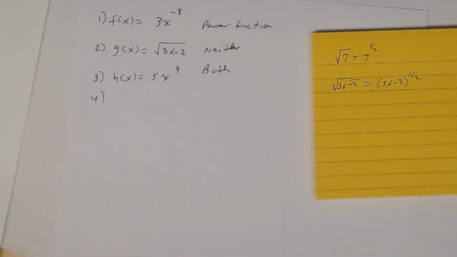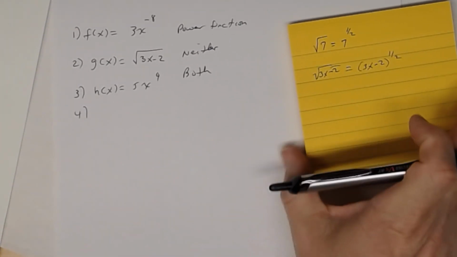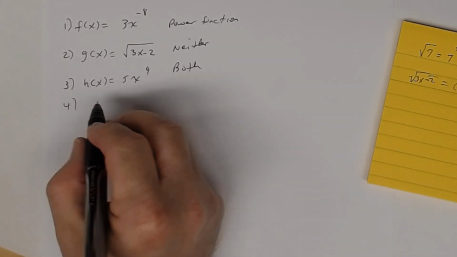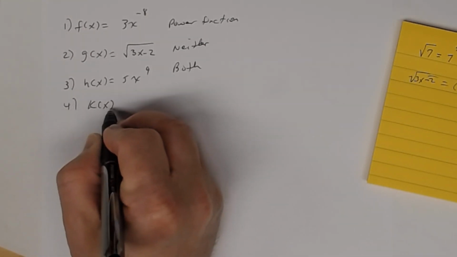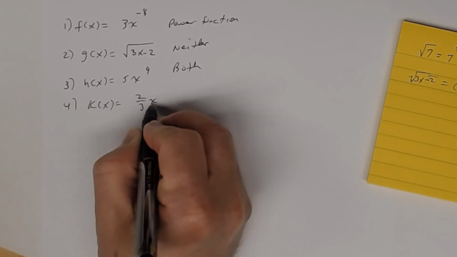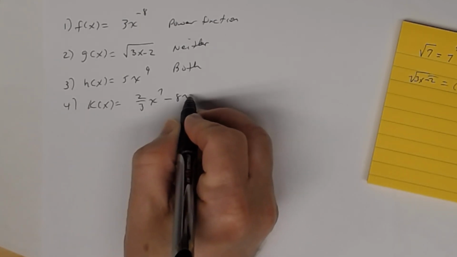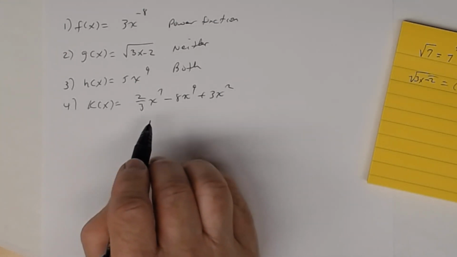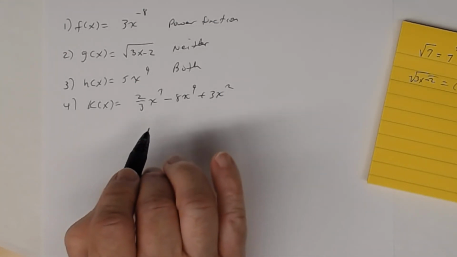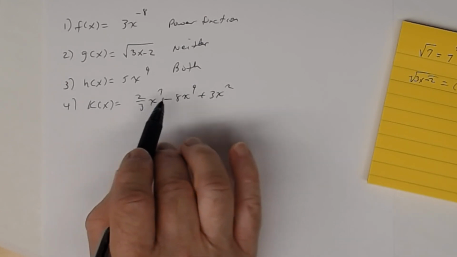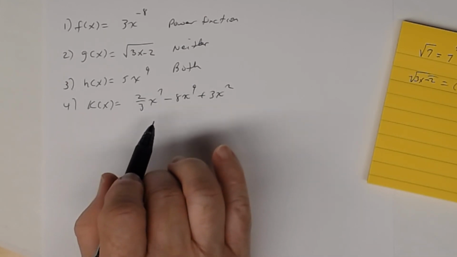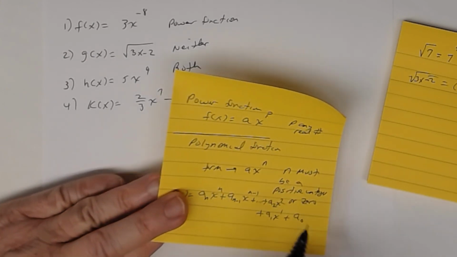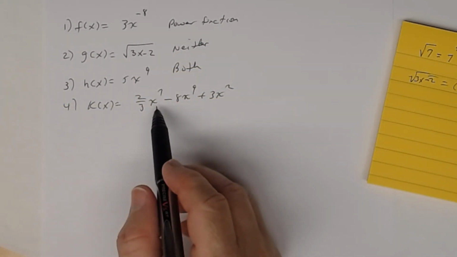All right, let's look at number 4. We have k of x is equal to 2/3 x to the 7th minus 8x to the 9th plus 3x squared. Notice that first of all, this is not a power function, because you have more than one term to begin with. For a power function, you only have one term. Is it a polynomial, though?